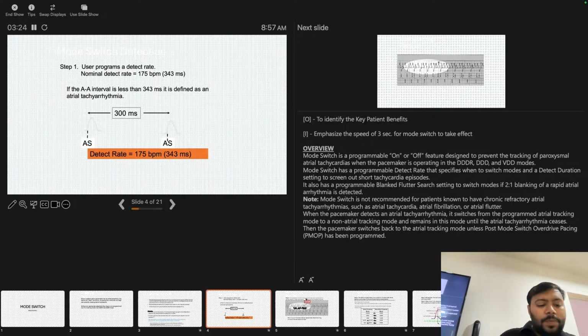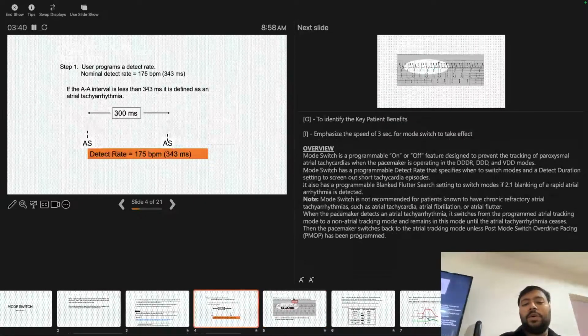One second, let me open this one. Here, this AS interval is 300 milliseconds, which is obviously less than the detection interval. So the device will switch into mode switch. This is how it will work.